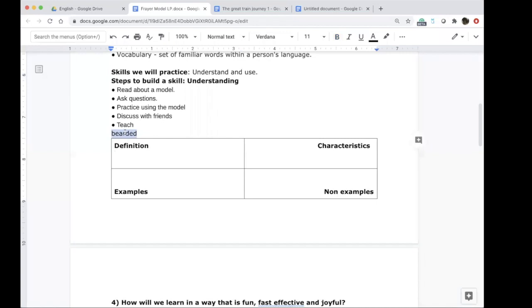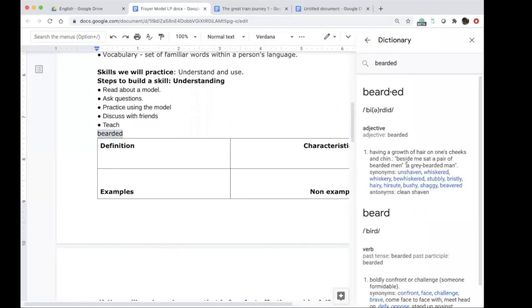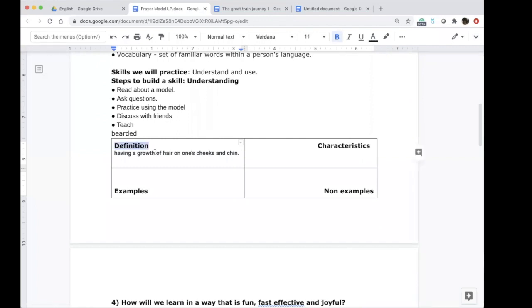So let's see, I'm going to Google search. Bearded means having a growth of hair on one's cheeks and chin. Okay, that is the meaning of the word beard. So I will just put the definition of the word here. So this is the definition of the word bearded. What is the definition of the word bearded? Having a growth of hair on one's cheeks and chin.